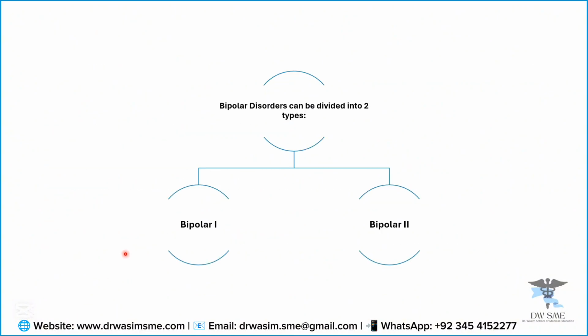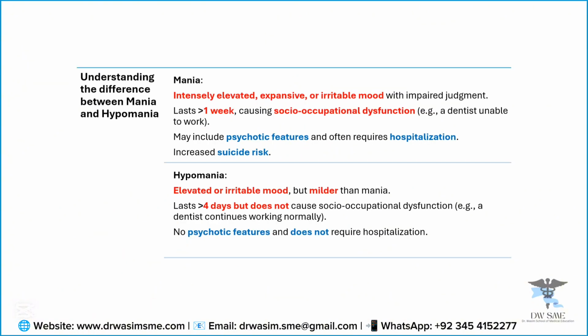So first, bipolar disorder can be divided into two different types, which are bipolar 1 and bipolar 2. Before diving deep into them, I would like to talk about the difference between mania and hypomania. Mania is an intensely elevated, expansive or irritable mood with impaired judgment. This usually lasts for more than 1 week, and it can cause socio-occupational dysfunction.